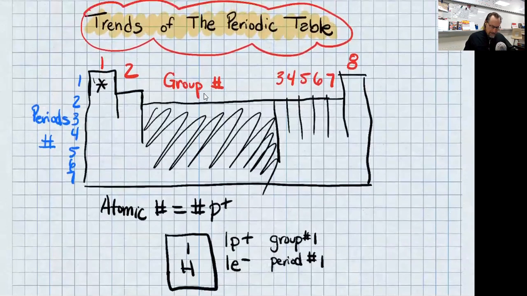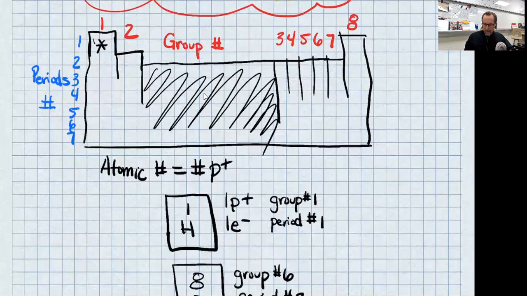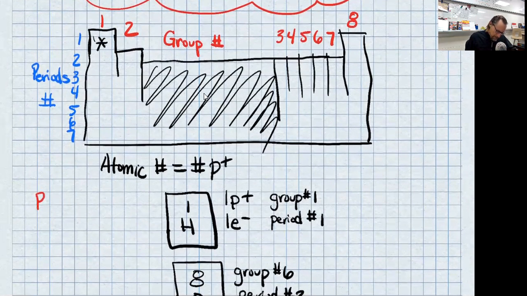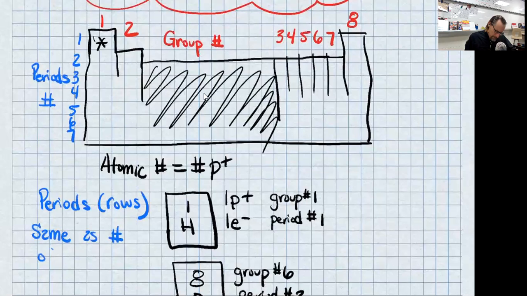Now, what's interesting about that group number and those period numbers is that it tells us a little bit more about those atoms. So one thing to keep in mind when I look at periods, oh, I'm going to go back to using blue. I was using blue for periods. So periods, which are the rows, when I look at those, that is the same as the number of the energy levels.